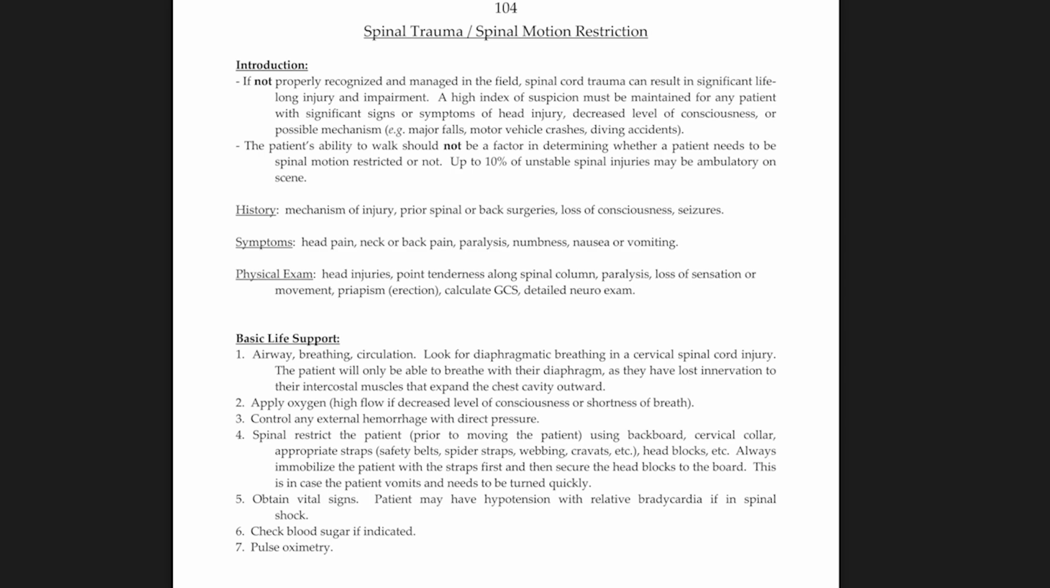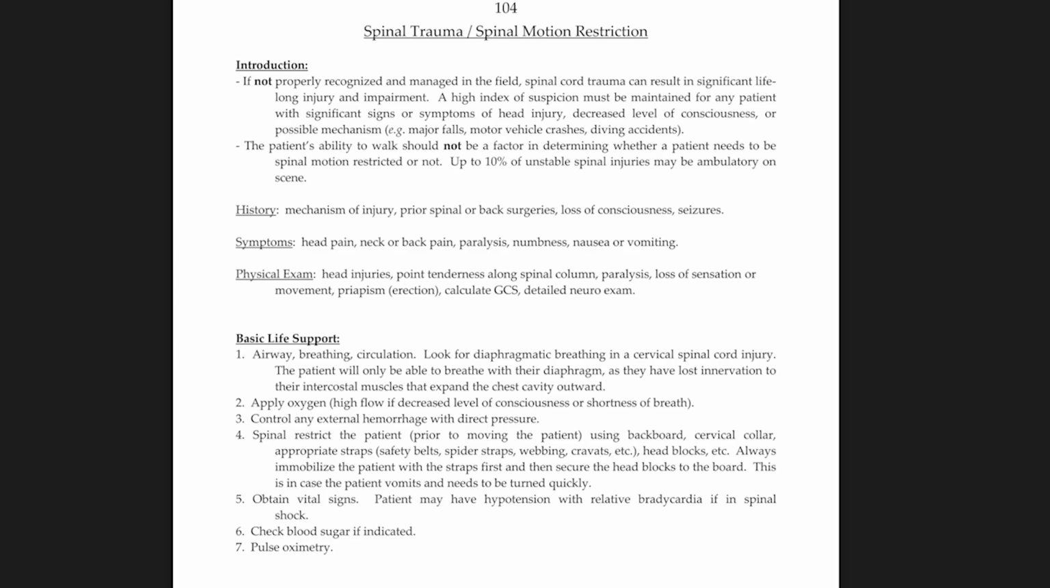Up to 10% of unstable spinal injuries may be ambulatory on scene. For the history, you want to gather a mechanism of injury, prior spinal or back surgeries, a loss of consciousness, and seizures. For symptoms, you're looking for head pain, neck or back pain, paralysis, numbness to any extremities or anywhere in the body, nausea or vomiting.